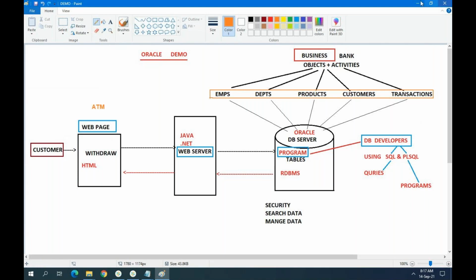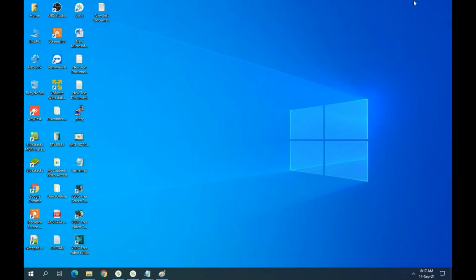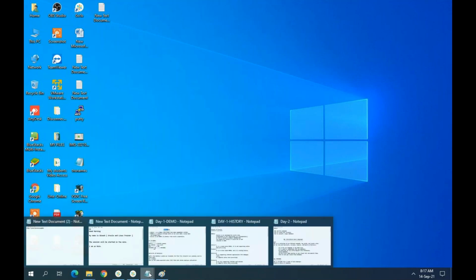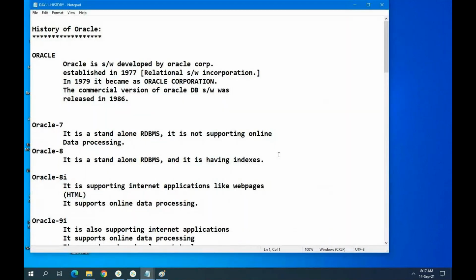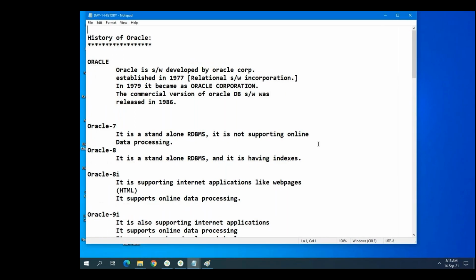Now we know what is the work of a developer. He has to learn about SQL and PL/SQL. Now I am going to discuss what the versions of Oracle are. The latest version is Oracle 21C, not only 19. After Oracle 19C, the latest one is Oracle 21C.